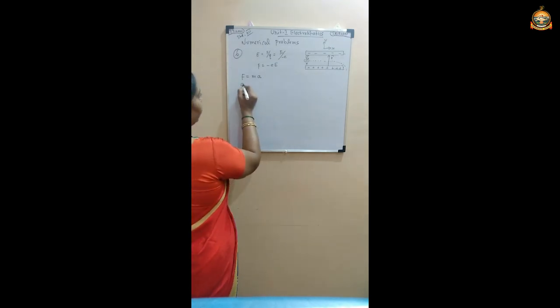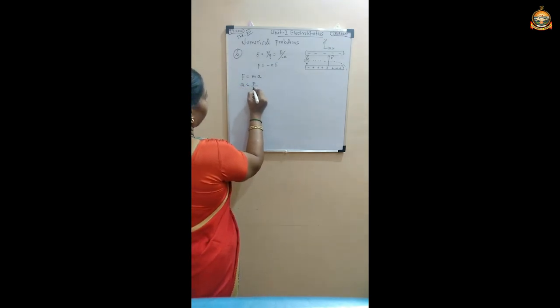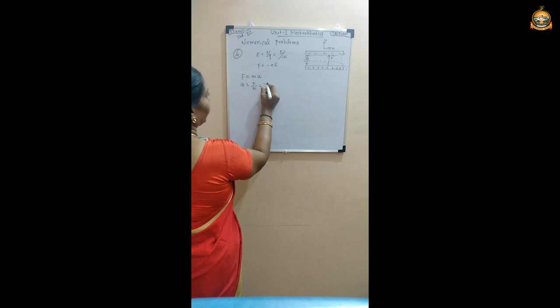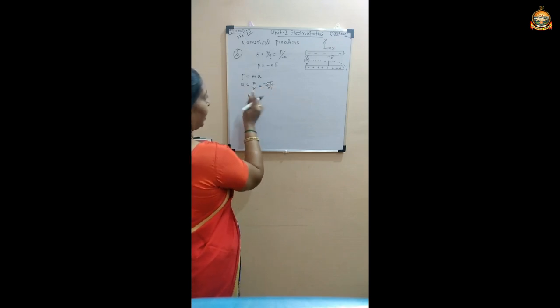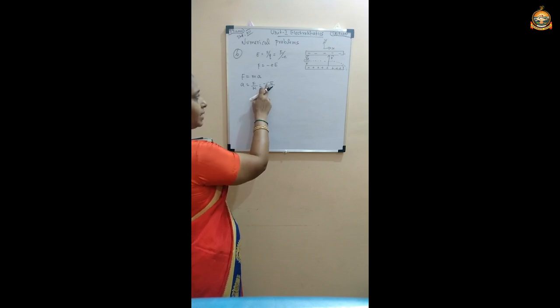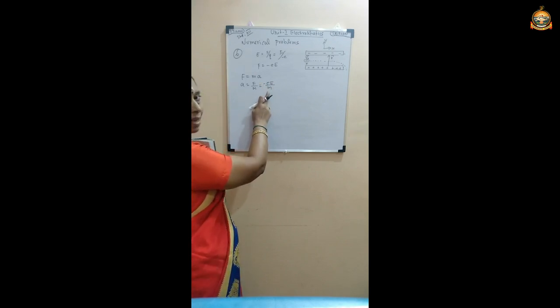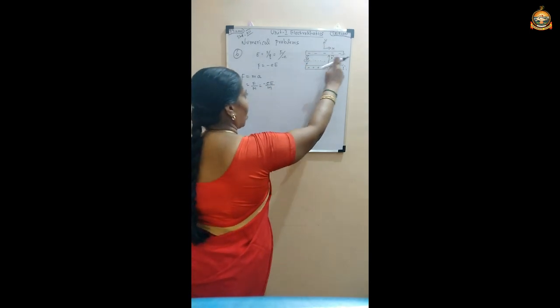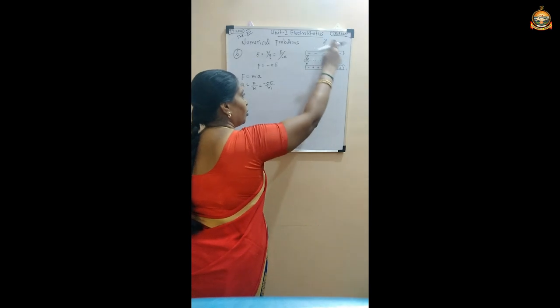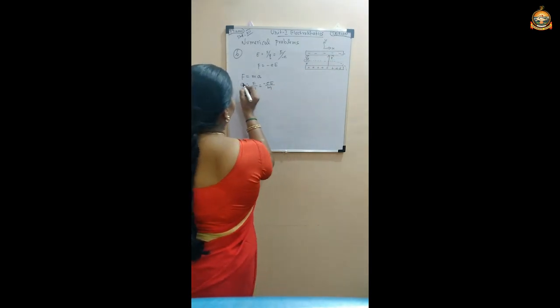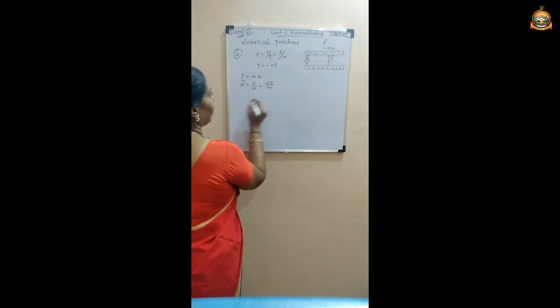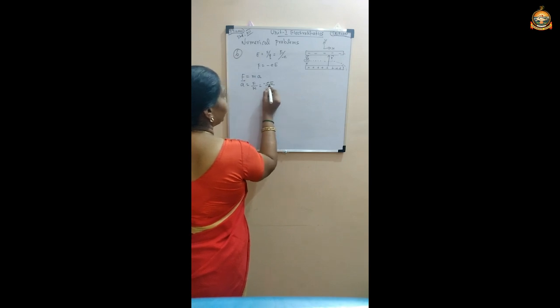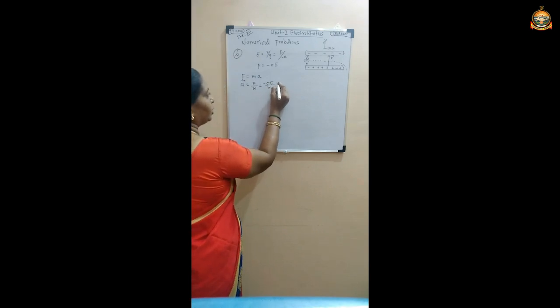A is equal to F by M. That is equal to minus eE divided by m. See here, this acceleration is equal to minus eE/m. E is the electric field, e is the charge of the electron, and m is the mass of the electron. Here, the negative charge is accelerated along which direction? Opposite to the y direction. To represent it as a vector quantity, A vector is equal to minus eE by m into j cap.